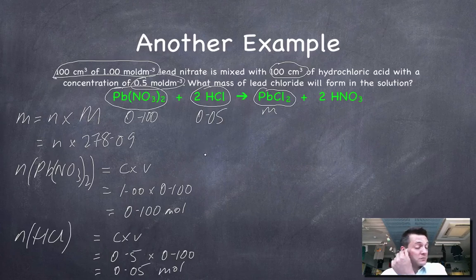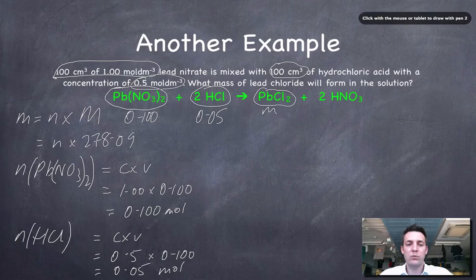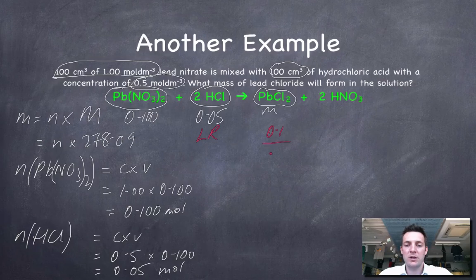Now, which one is going to be the limiting reagent? Well, if I had 1 mole of lead nitrate, I'd need twice as much hydrochloric acid. I don't have twice as much hydrochloric acid. In fact, I've got a lot less than twice as much, so the hydrochloric acid is my limiting reagent. Again, if I wanted to, I could do the actual ratio, which would be 0.1 divided by 0.05, and that's 2. This is putting the lead nitrate on top.